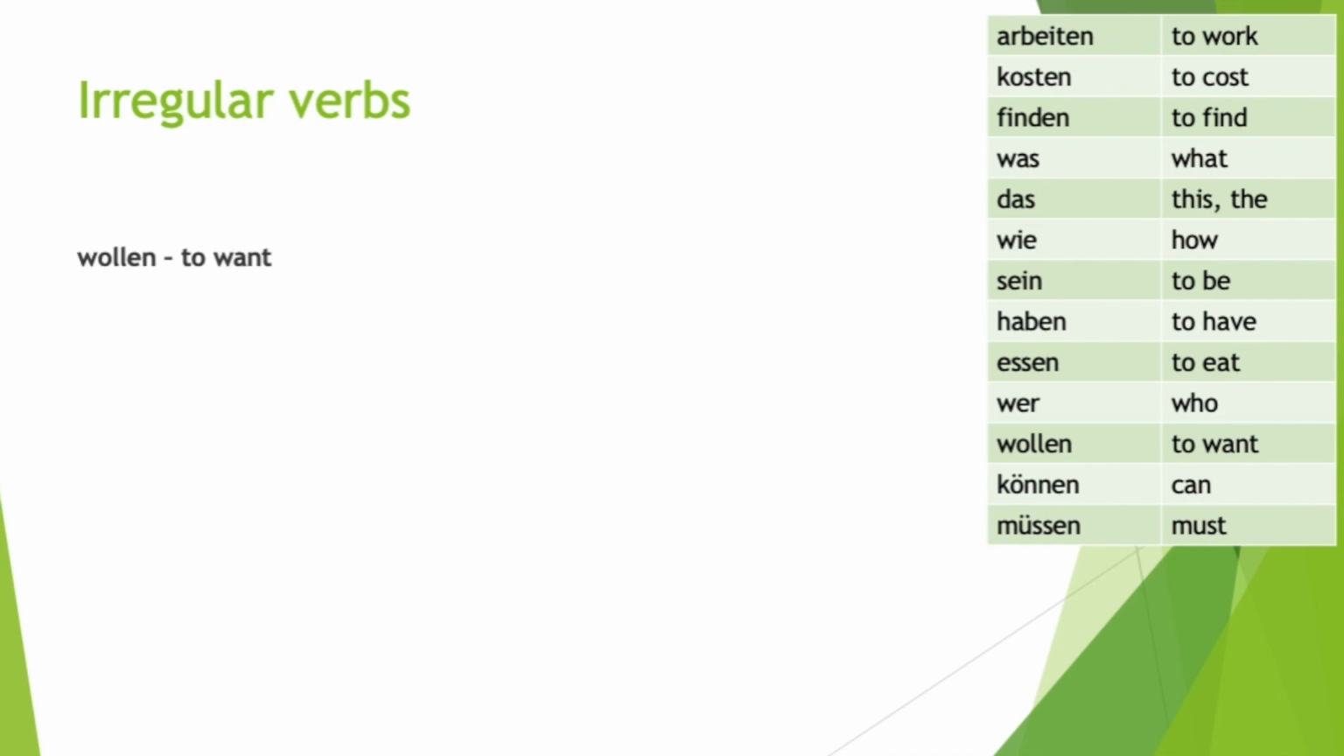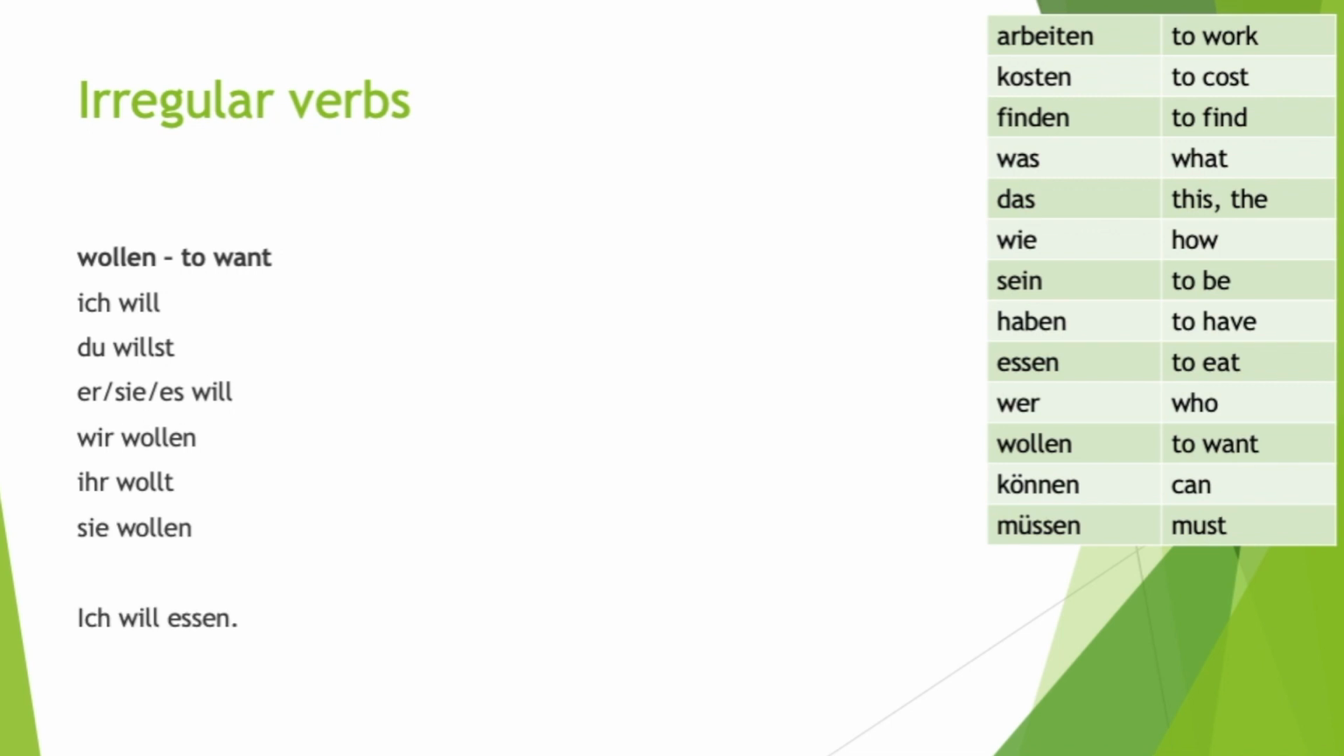Now we'll do want, can, and must, very important ones. Wollen, to want. Remember to pronounce every W like a V, wollen. Ich will. And that's where a lot of people get confused because will is also an English word, but it doesn't mean I will. Ich will means I want. Du willst. Sie, es will. Wir wollen. Ihr wollt. Sie wollen.